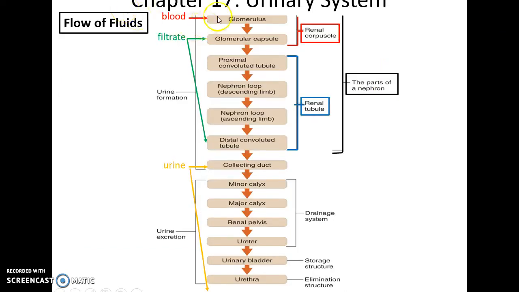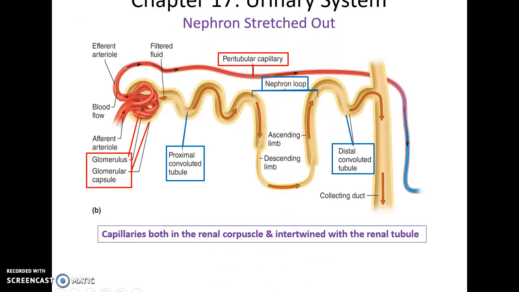So blood is in the glomerulus, that capillary bed. Out of it comes filtrate into the glomerular capsule, which then goes through the proximal convoluted tubule, the nephron loop, the distal convoluted tubule, and when what's remaining enters the collecting duct, it is now urine, and then it travels out the minor calyx to the major calyx to the renal pelvis, to the ureter, to urinary bladder, to the urethra, and out of our body.